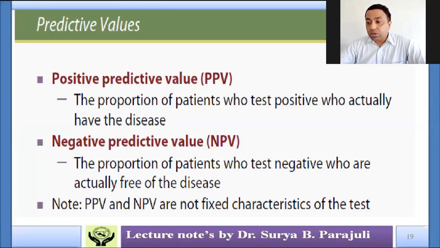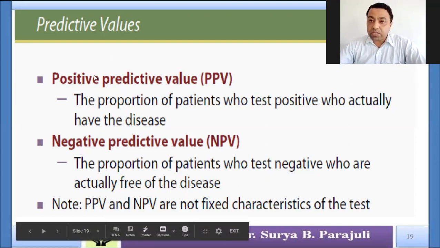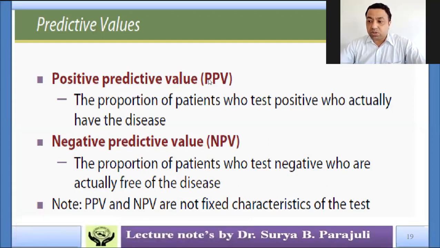Another one is positive predictive value and negative predictive value. We have other concepts within sensitivity and specificity, like likelihood ratio, another term. But positive predictive value means how much it can predict. At least try to know the formula. If you want to know more about PPV and NPV, you can ask me anytime, either in a group or personally.